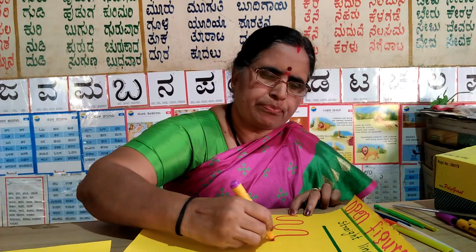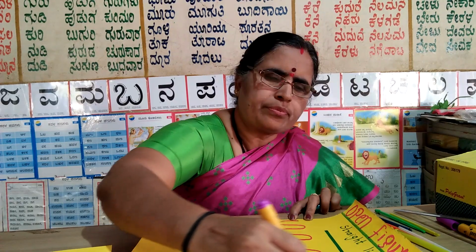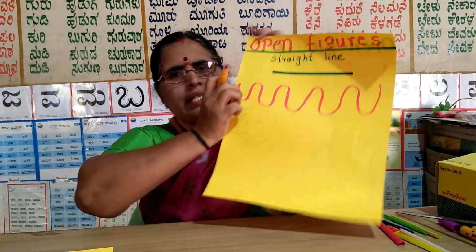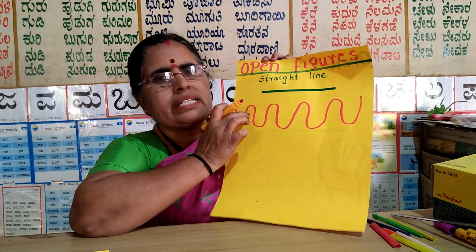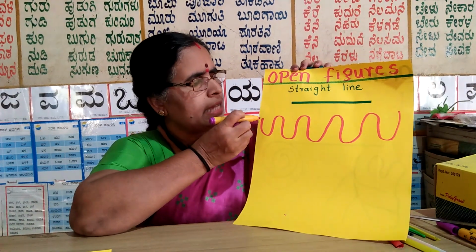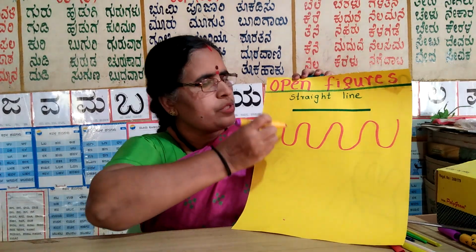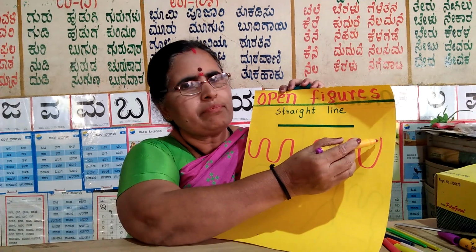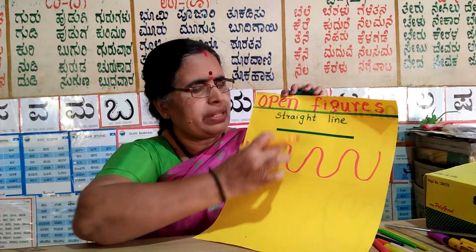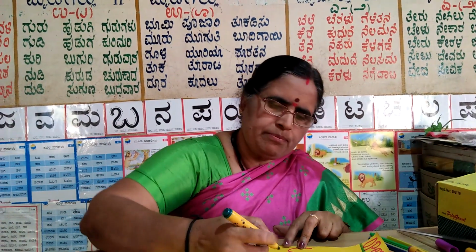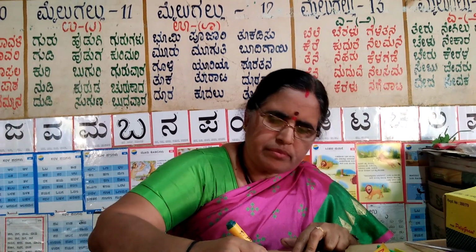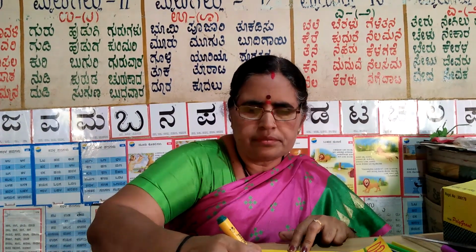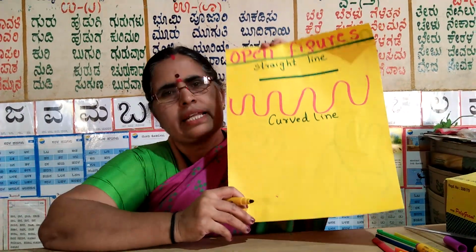Watch me carefully. This is called a curved line. You can see I have started from one point and go up and down and end at another point. The line is not even. It has many curves. So it is called a curved line.